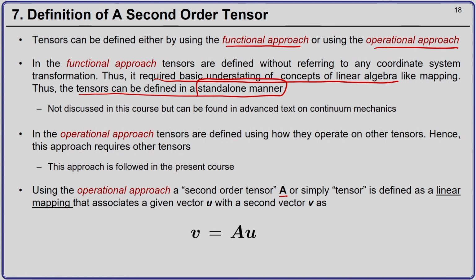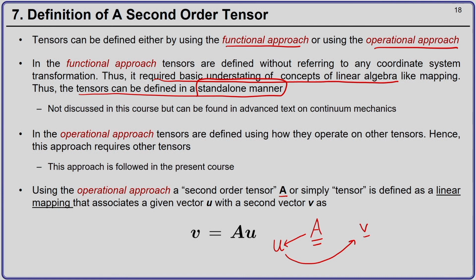So, a second order tensor A, or simply a tensor, is defined as a linear mapping that associates a given vector u with a second vector v. A second order tensor operates on this vector u and gives you another vector v. So, it is operating on another vector.